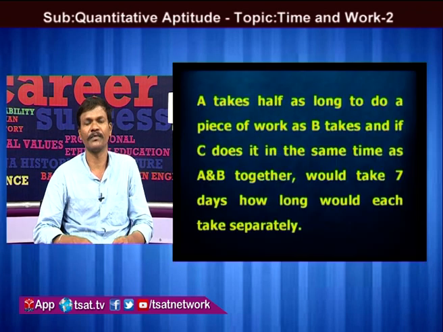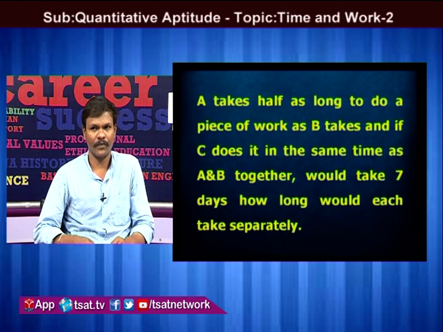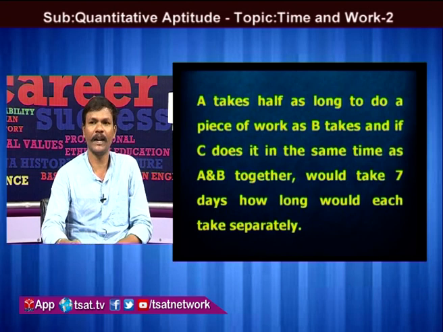The next question is, A takes half as long to do a piece of work as B takes, and if C does it in the same time as A and B together, would take 7 days, how long would each take separately?